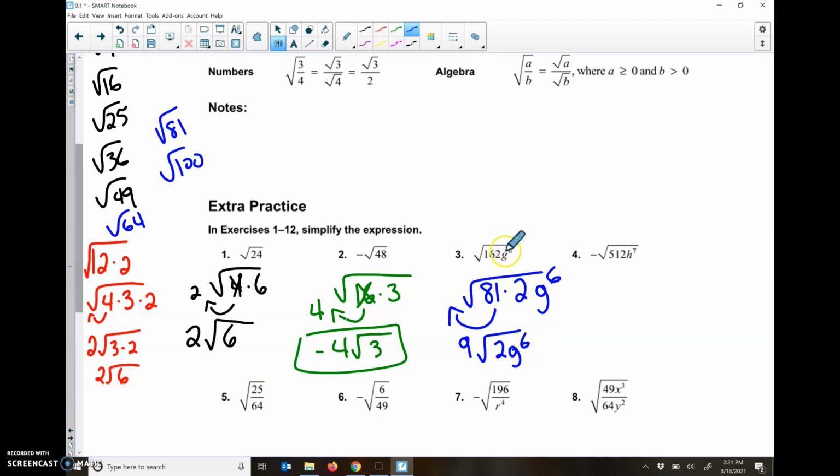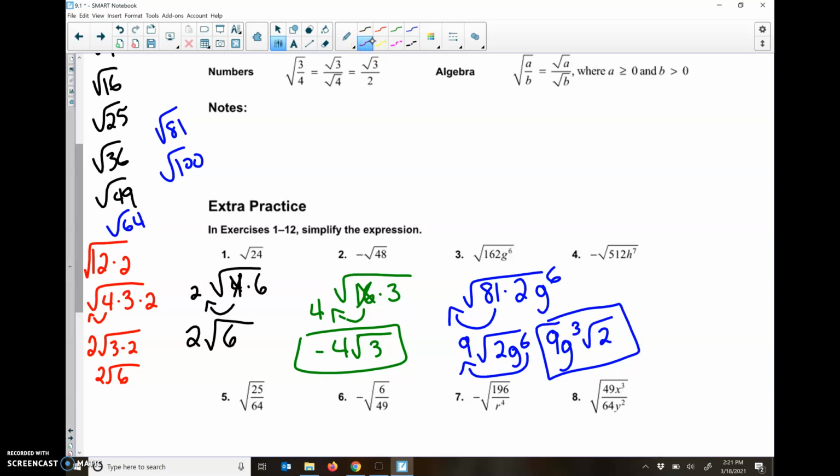So anytime you see a variable with an even number, you're just going to pretty much divide it by 2 because it can only leave the square root house in pairs. So instead of g to the 6th power, I'm going to bring that g to the outside. And if it's 6 shoes, that means I have 3 pairs. So my final answer is 9 g to the 3rd, and then times the square root of 2.